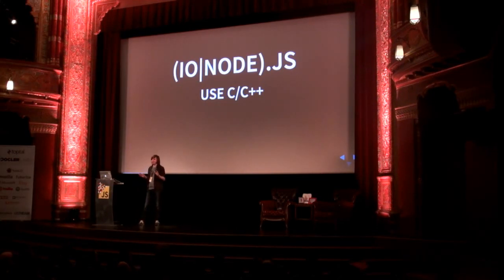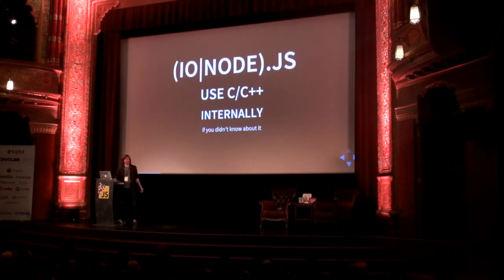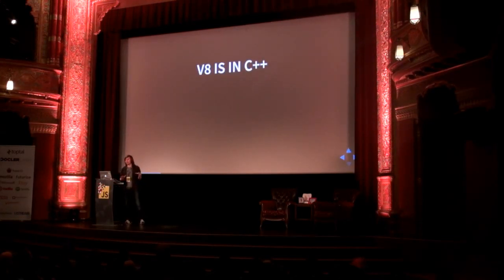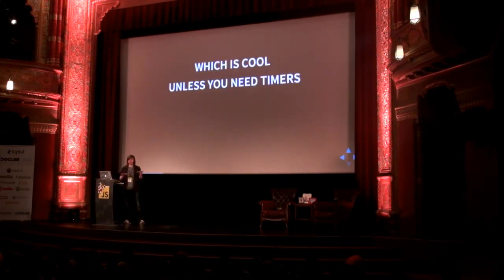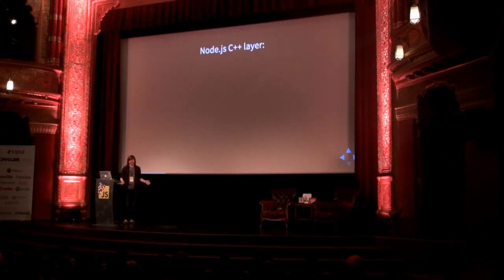io.js and Node.js use C and C++ a lot internally, if you didn't know about it. The reason for this is that V8 is written in C++. It has C++ APIs, C++ headers, and stuff like that. So if you ever need to use it, you will most likely need to use either some wrapper or write C++ code. The second reason is that V8 provides only ECMAScript APIs, which are pretty limited because of sandboxing. But that's kind of cool, unless you need timers or a file system API or networking.